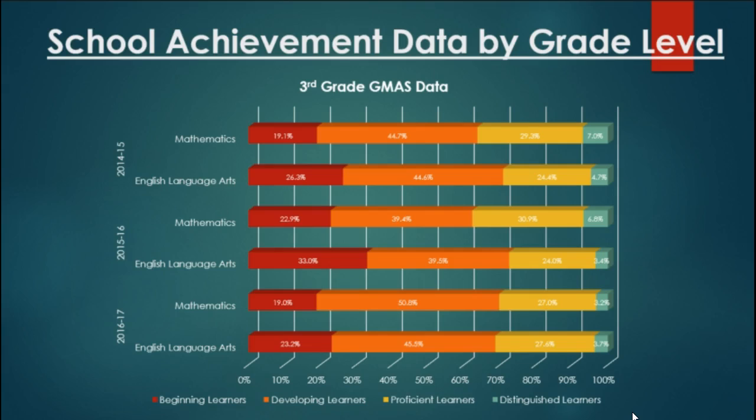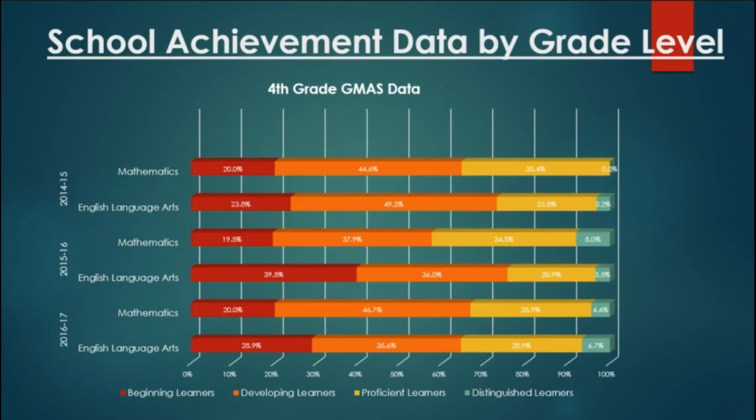Now we're going to focus on data by grade level. For 3rd grade, we can see that the amount of distinguished learners has had a dramatic decrease since 2014 in math and language arts. Although we've seen a major increase in the developing learners right here from 2015-16 school year for language arts and math.